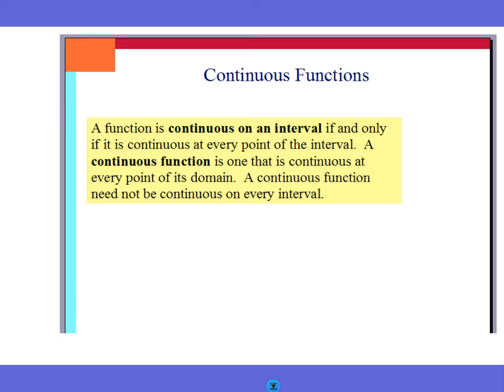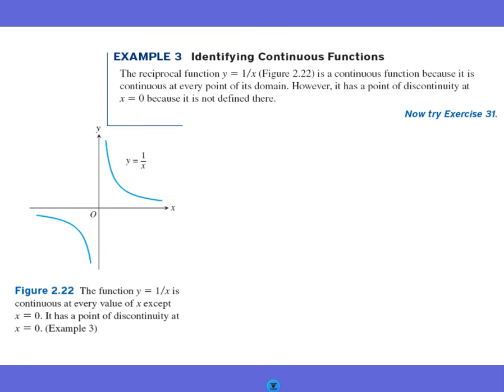Now, this part right here is where it gets to be tricky because each book is a little bit different. And the reason why I say that is this problem here. Okay, our book defines that a function is continuous at every part of its domain. So if you notice here, the domain for 1 over x is all reals, okay, except when x cannot equal 0. That's the domain.